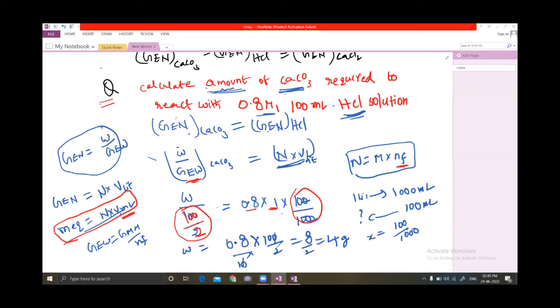What is the question I gave? Just 0.8 only, no? I gave 0.8 M only. Is anything wrong?